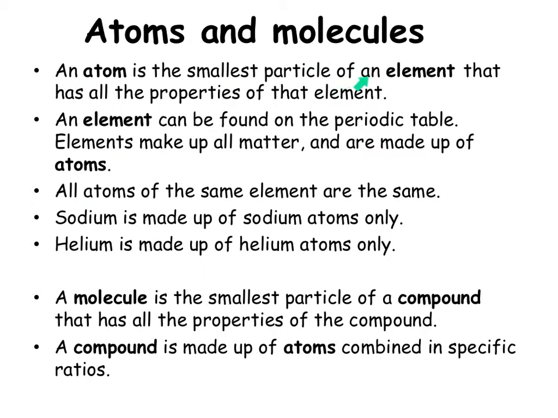The atom is the smallest particle of an element that has all the properties of that element. An element can be found on the periodic table. Elements make up all matter and are made up of atoms. Atoms make up elements. All atoms of the same element are the same, so sodium is just sodium atoms. Helium is made up of only helium atoms.